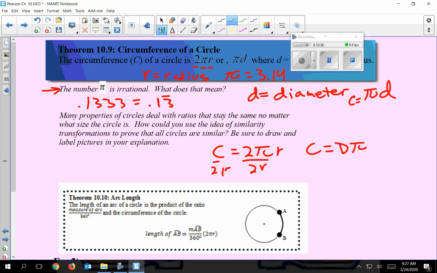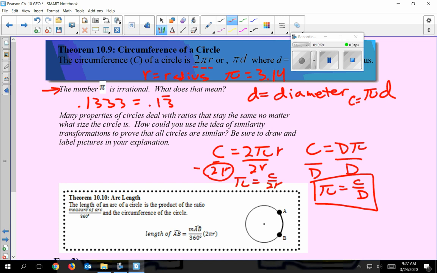I'm going to get pi is equal to circumference over 2r. If I divide both sides by d, I get pi equals circumference over diameter. In most math books, they show that there's a relationship between the circumference and the diameter. And if you go back here, 2 times the radius is actually equal to d. So books use that relationship between the length of a diameter and the circumference of its circle.